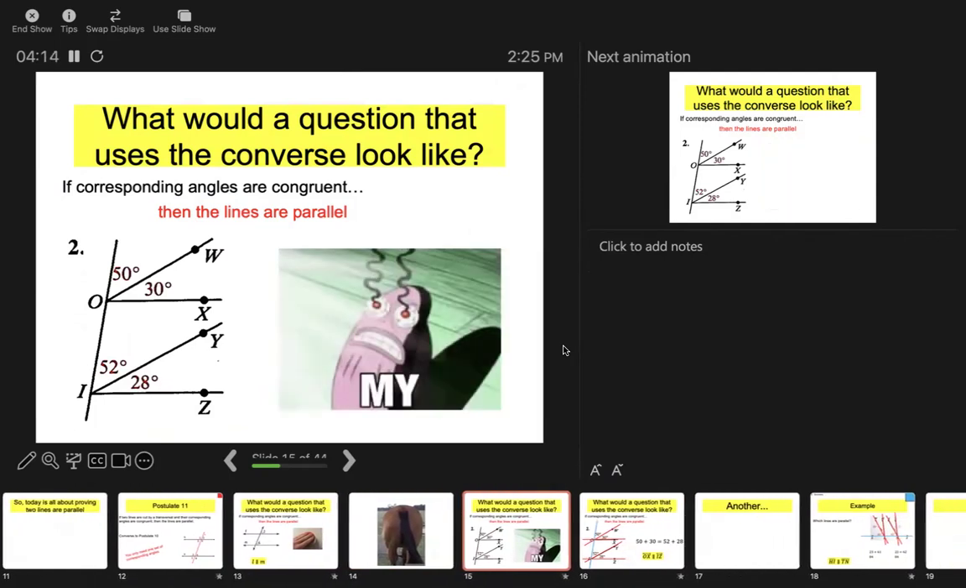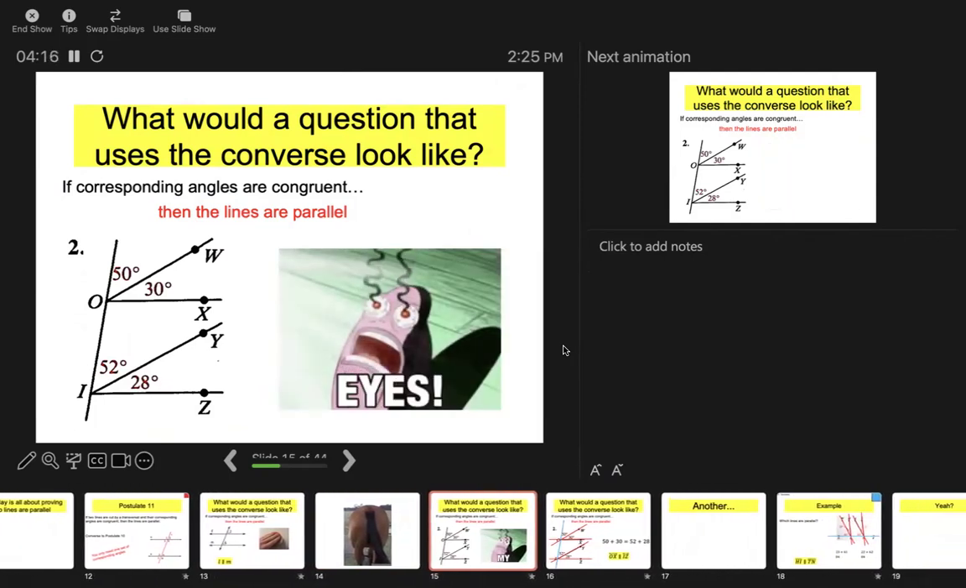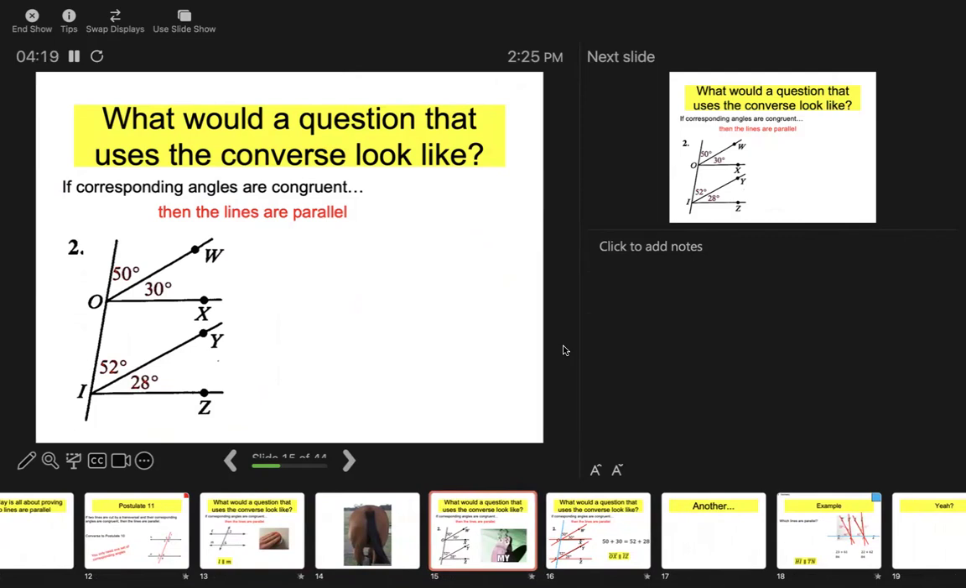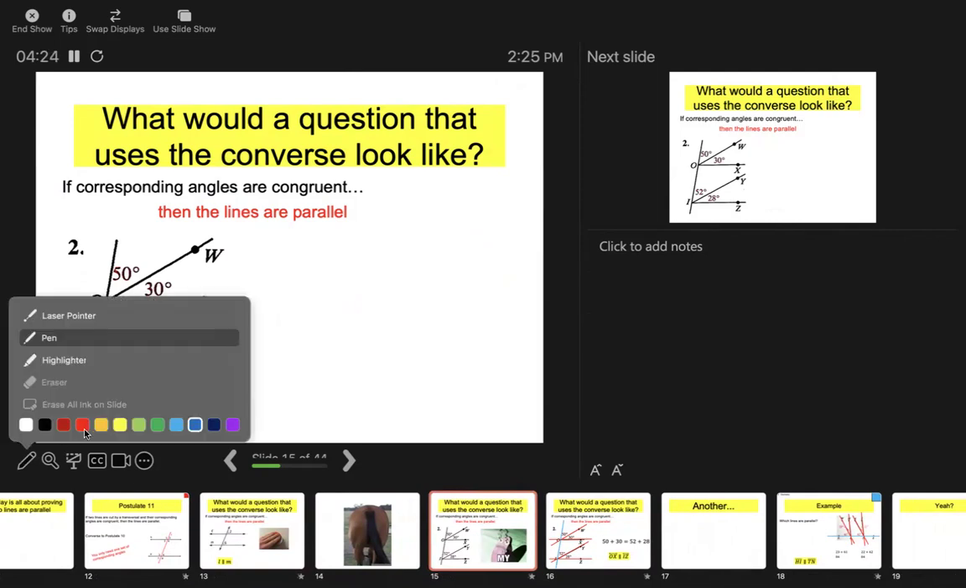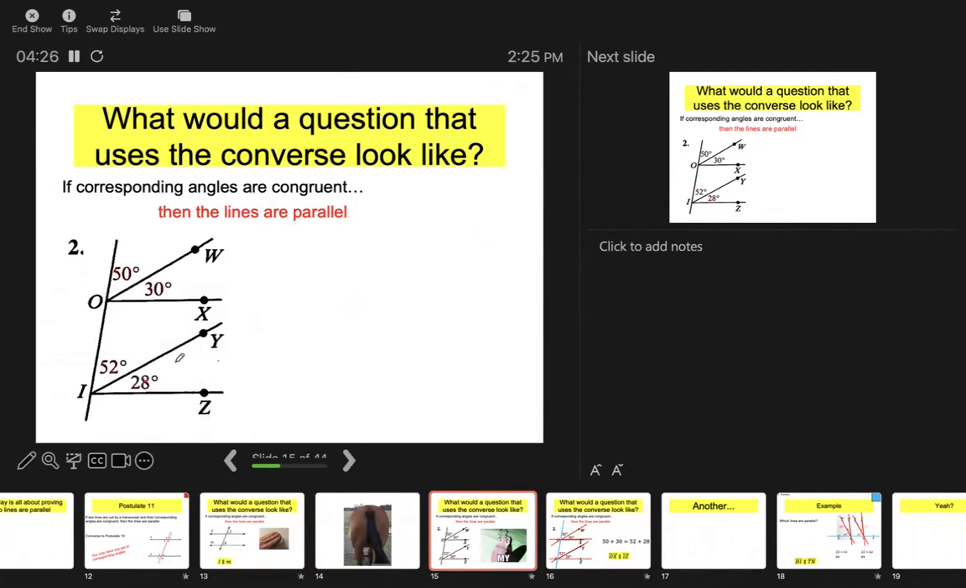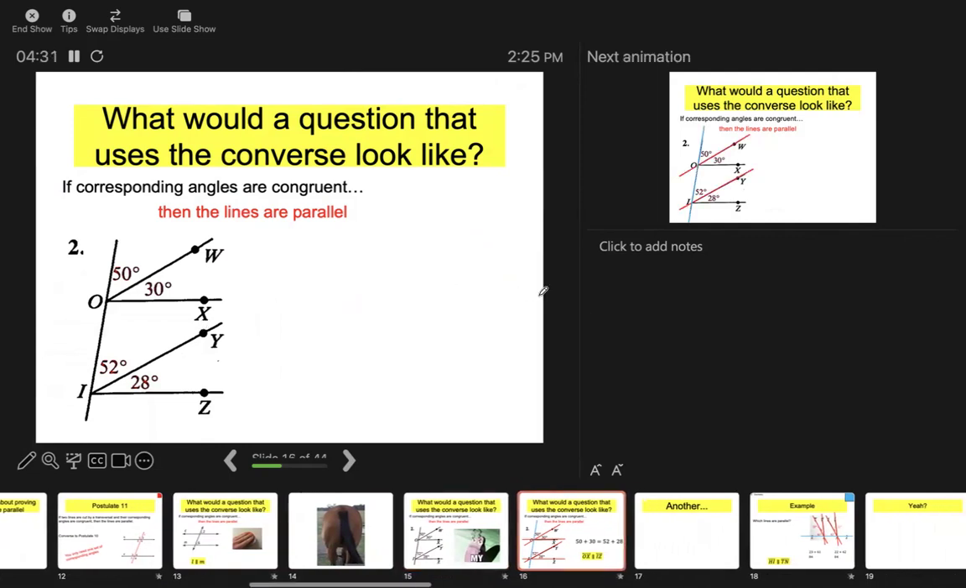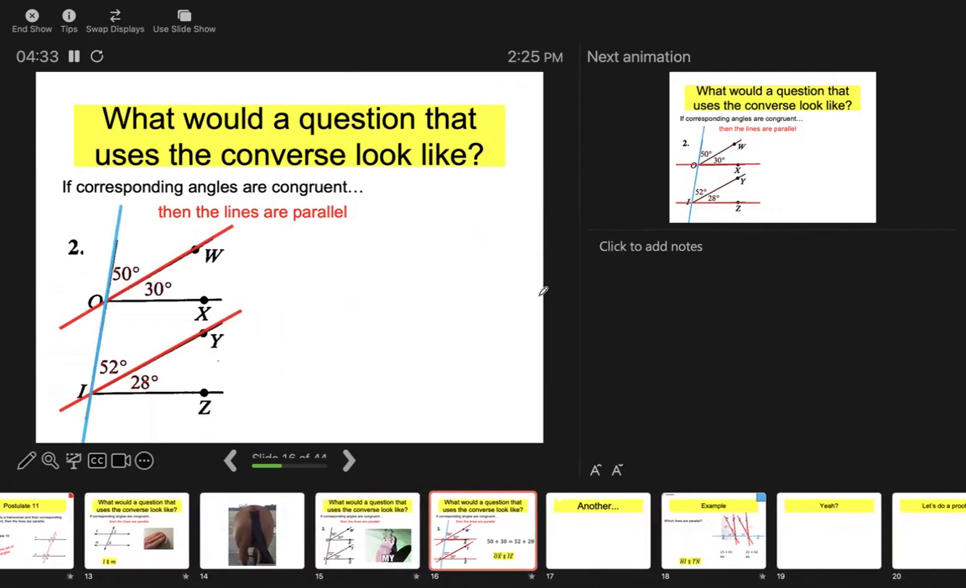Now, be careful. This one definitely can cause your eyes some problems. So let's see. It says, which lines are parallel? So let's think this through. It's possible that the 2 red lines are parallel. If they were parallel, that would mean that this angle and this angle would be the same. And if you notice, they're not the same. So that's not true.